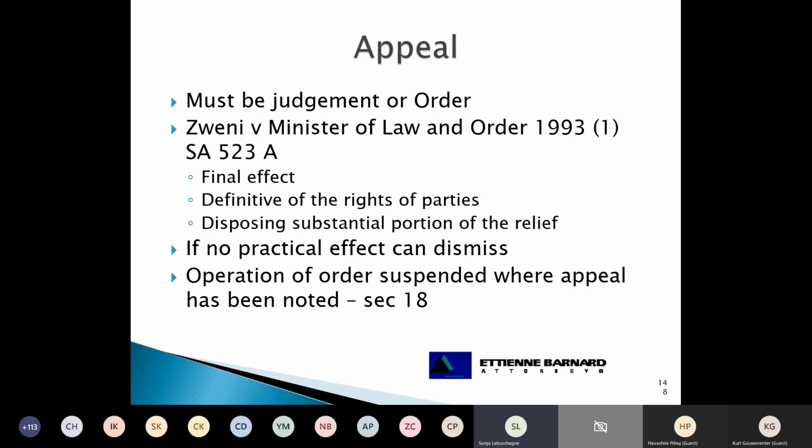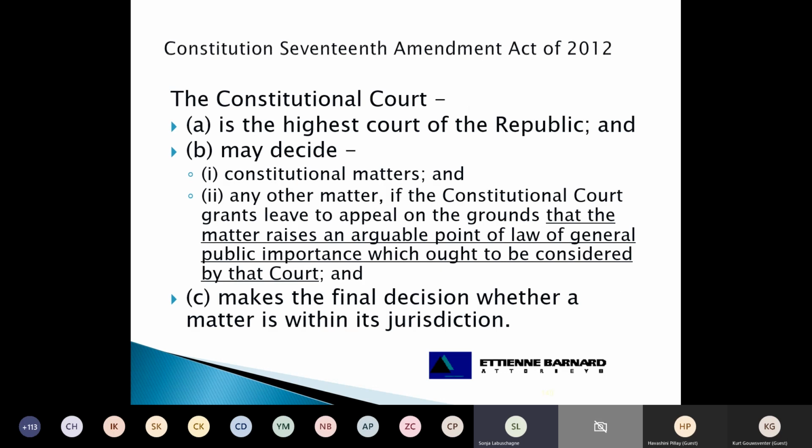And then very important, your order is suspended. The operation of your order is suspended when an appeal is noted. You can bring an application for that to be executed, but normally the court doesn't like to grant that.